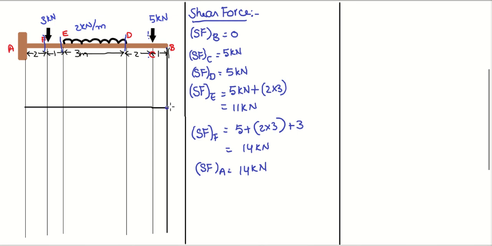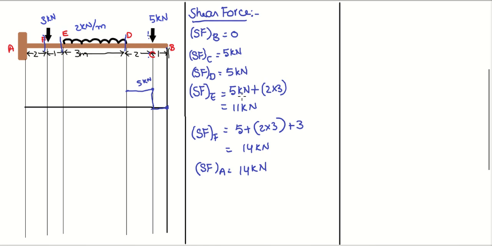0, I'm marking a point here. That 0 will be continued up to C. And at C, suddenly 5 kilonewton is being added. Positive 5 kilonewton. 5 kilonewton. And up to D, it will be continued because there is no load in between. So 5 kilonewton, this is. And from D to E.